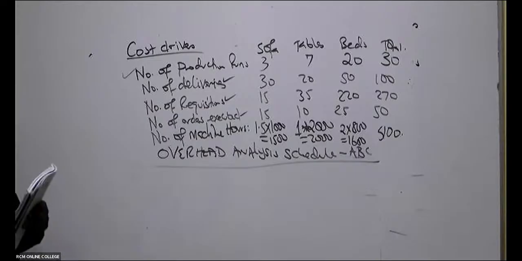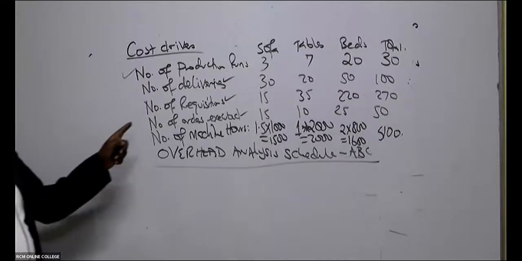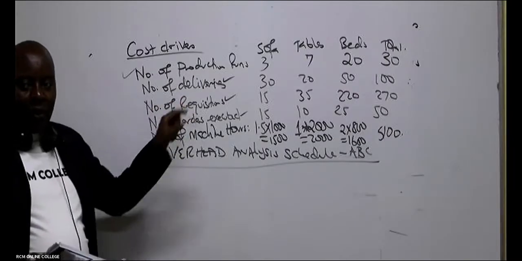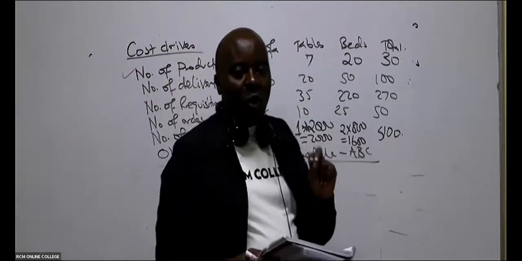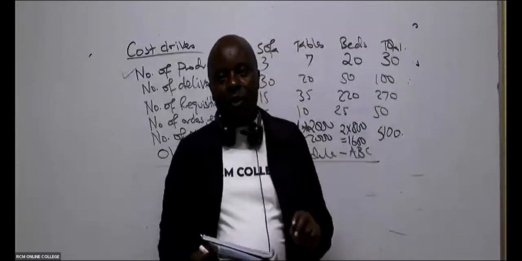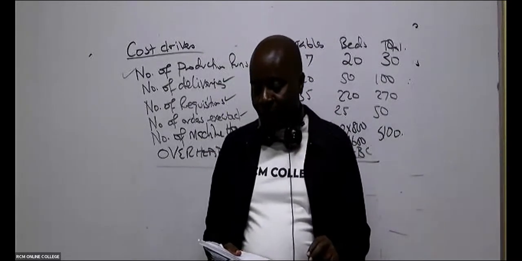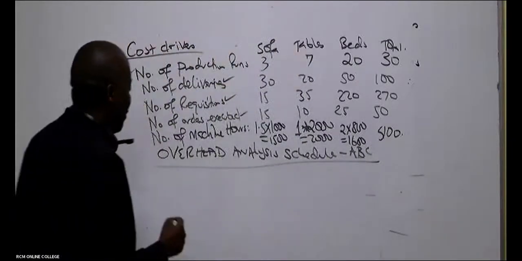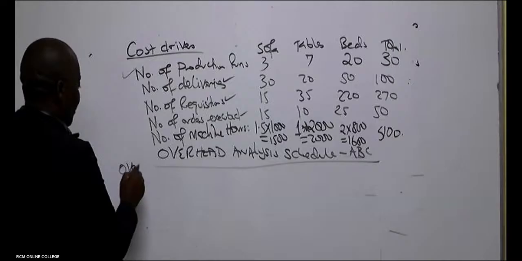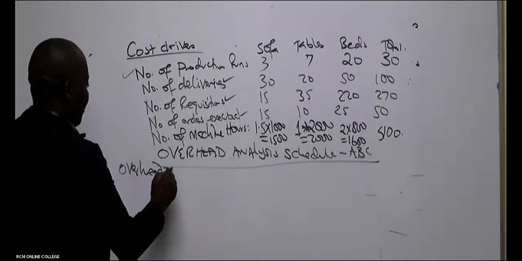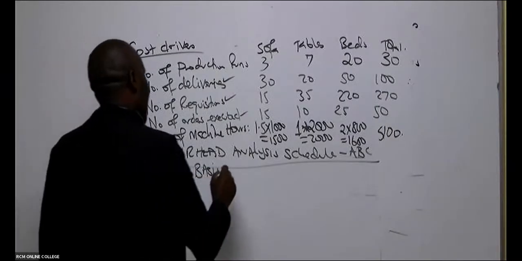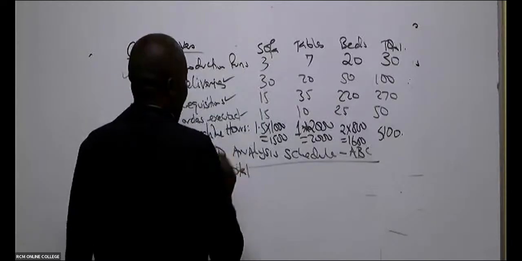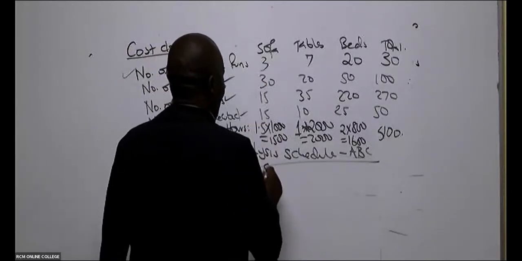Inspection cost, we are using number of deliveries. I've already checked. I was just going through each one of them, trying to see whether I've been able to capture all the bases, what we are calling cost drivers. All right, so then write here overhead item. Write basis. And then you write total. This total is what you spread to your products now.